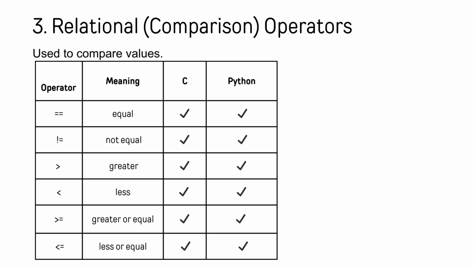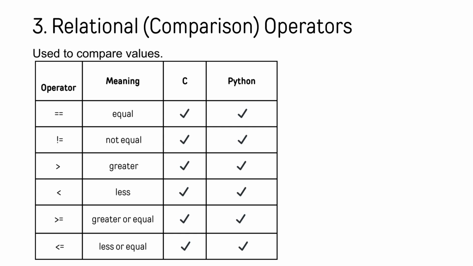Next is greater than. It checks if the left value is bigger than the right value. Then we have less than. It checks if the left value is smaller than the right value. Now, greater than or equal to, it checks if the left value is either greater than or exactly equal to the right value.